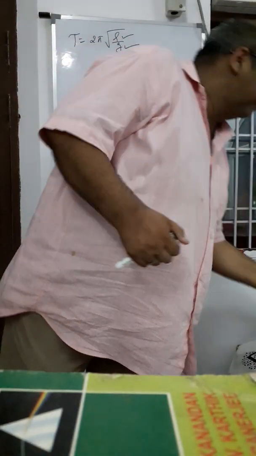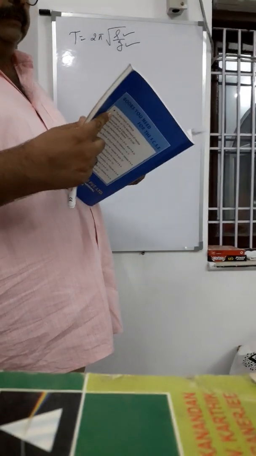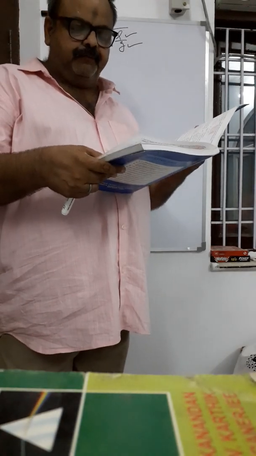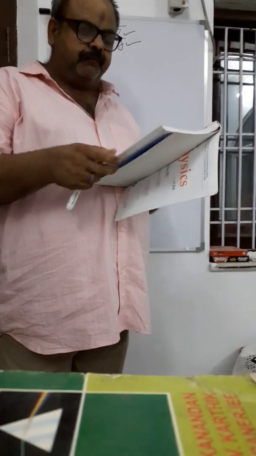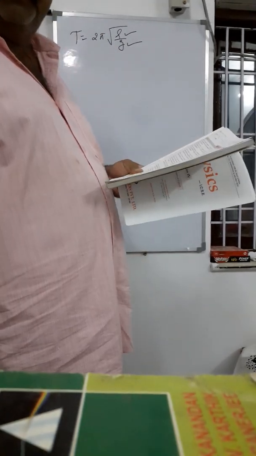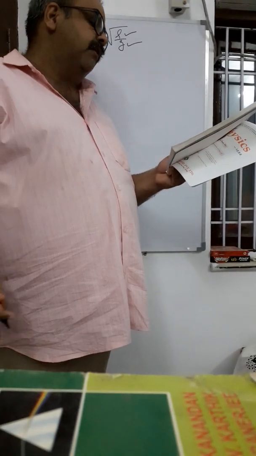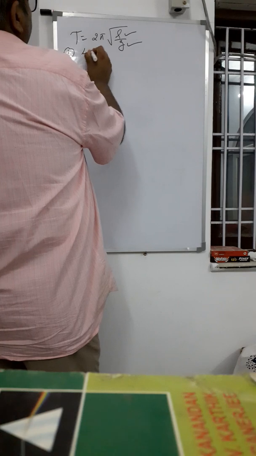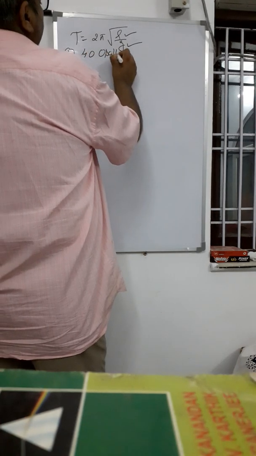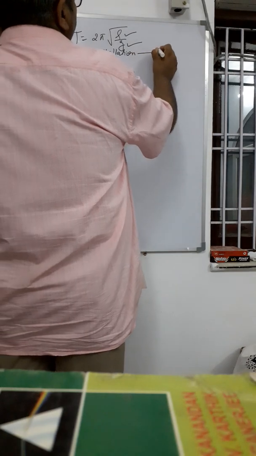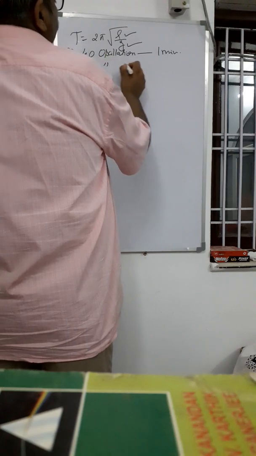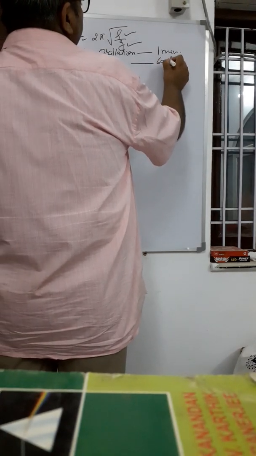Come to page number 25, where the numerical problems are given. Number 1. A simple pendulum makes 40 oscillations in 1 minute. Question number 1. 40 oscillations in 1 minute, or you can write 40 oscillations in 60 seconds.